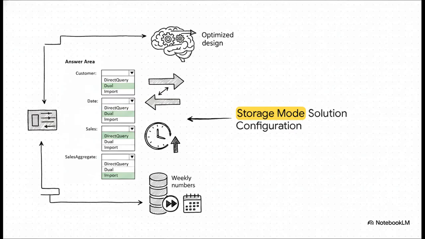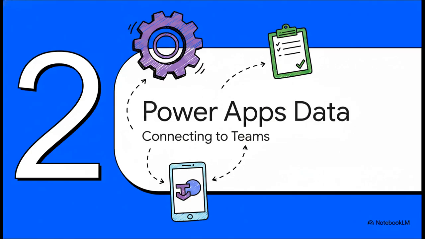So the crucial takeaway is how this all snaps together in our final solution matrix. Customer and date, set them to dual so they can serve both sides of the model without breaking a sweat. Sales set to direct query to hit that near real-time requirement. And sales aggregate gets set to import to guarantee top-tier performance for those weekly numbers. By applying this specific logic, you aren't just answering a test question. You're literally designing a highly optimized enterprise-grade data model. All right, let's shift gears.